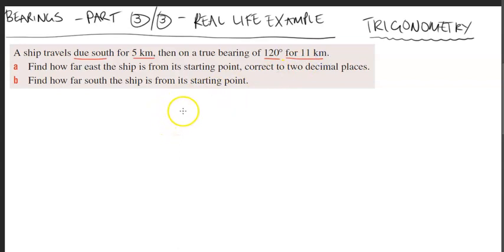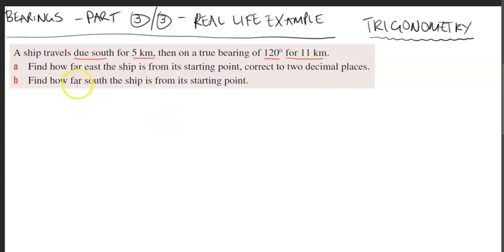Now, the obvious question or the easiest question would be, how many kilometers did the ship travel? And you would say, oh, that's simple, that's 16 kilometers, just add 5 and 11. But you guys are in year 10 general maths. It's not going to be that simple.